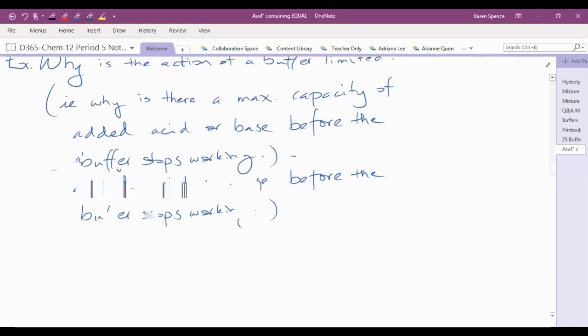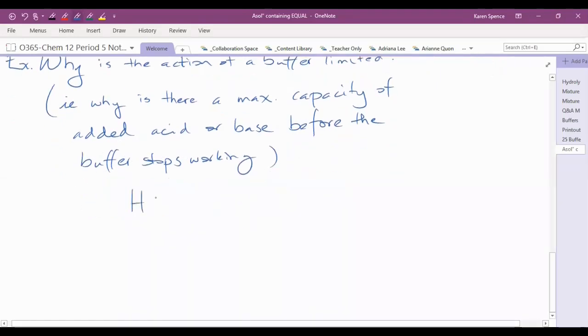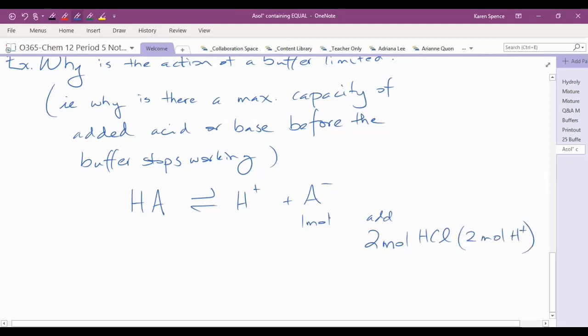Things can run out. So if we have just any old generic weak acid, right? And A minus, and let's just say we had 1 mole of the A minus. If I added 2 moles of HCl, which would give us 2 moles of H plus, we would be able to react 1 mole of it, right? But then we would run out for the rest of it. So you would have 1 mole of the H plus left over and it wouldn't be buffering anymore. Very nice.